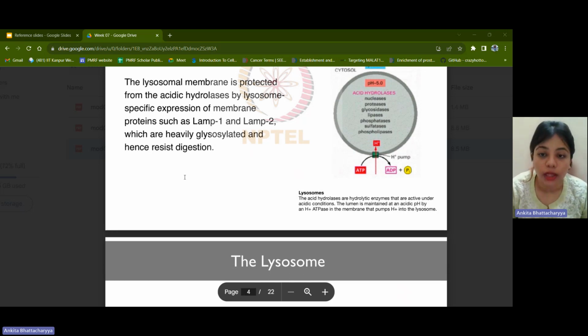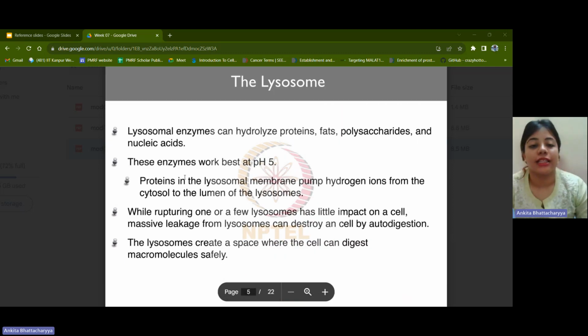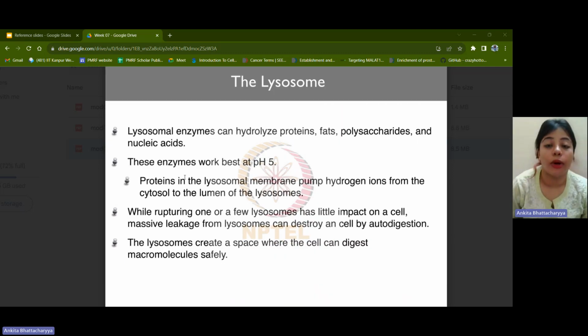Therefore, the lysosomal lumen is maintained at an acidic pH by a proton ATPase in the membrane that pumps H plus into the lysosome. They are capable of hydrolyzing or breaking down proteins, fats, polysaccharides, and of course nucleic acids. These enzymes work best at a pH of approximately 5. Therefore, the proteins in the lysosomal membrane pump hydrogen ions from the cytosol into the lysosomal lumen.